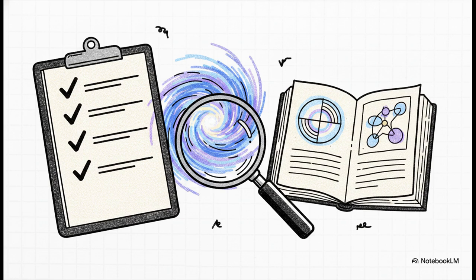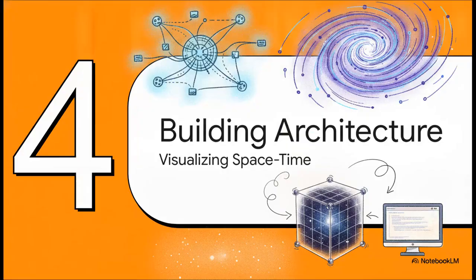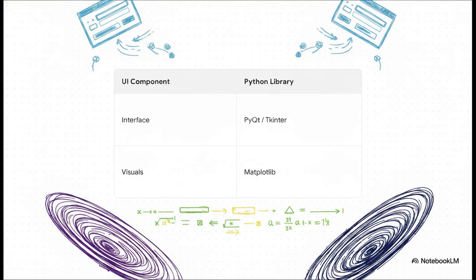Now, with that back-end physics engine built and tested, we need to think about how we actually interact with and visualize the universe on a computer screen. Section 4. Building the architecture, visualizing space-time. The prompt actually strictly dictates using either PyQt or tkinter for the graphical interface. This gives users a clean, highly functional window to input their environmental data without getting bogged down in overly flashy game engines. But the real magic happens next.